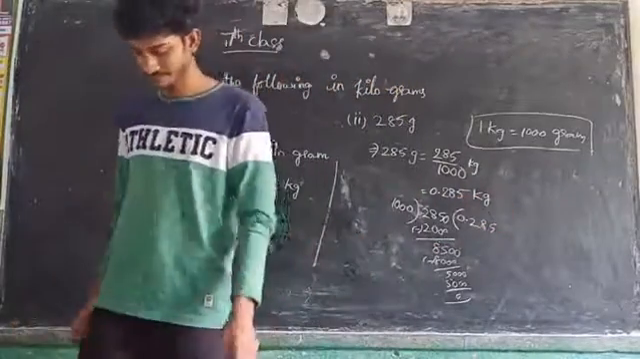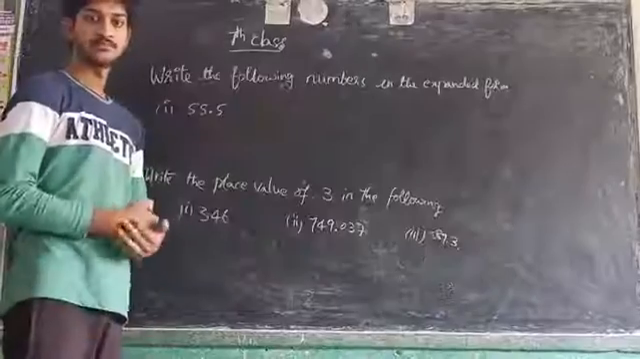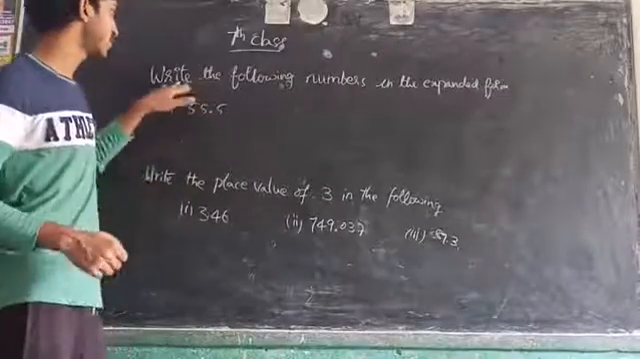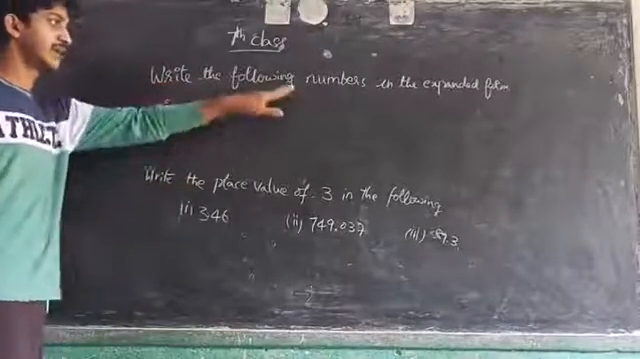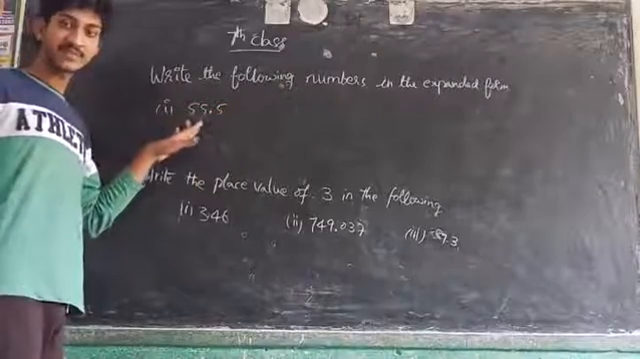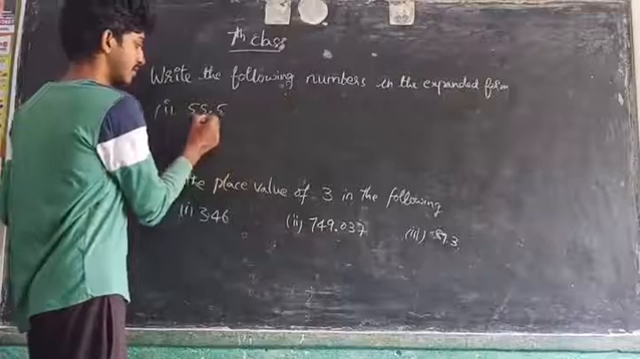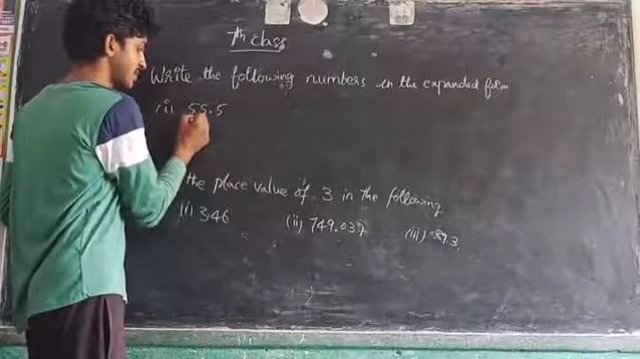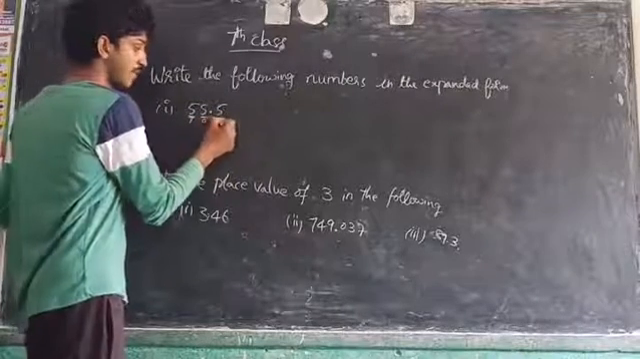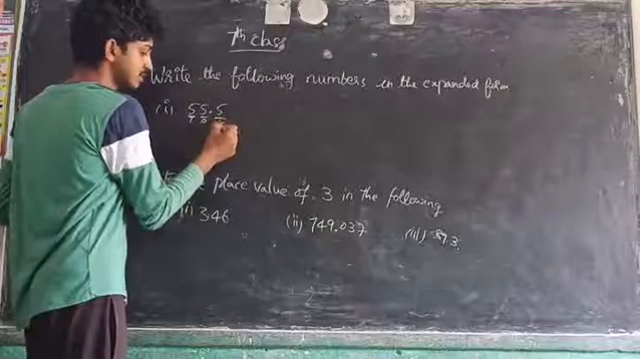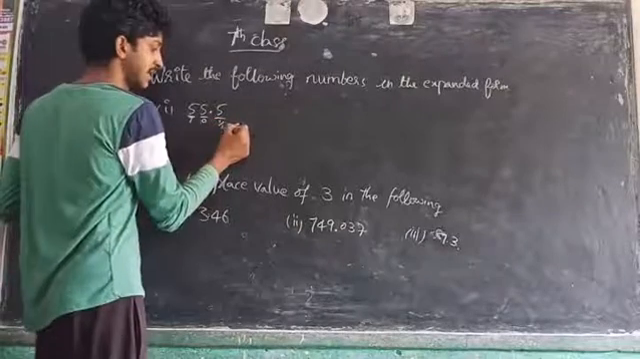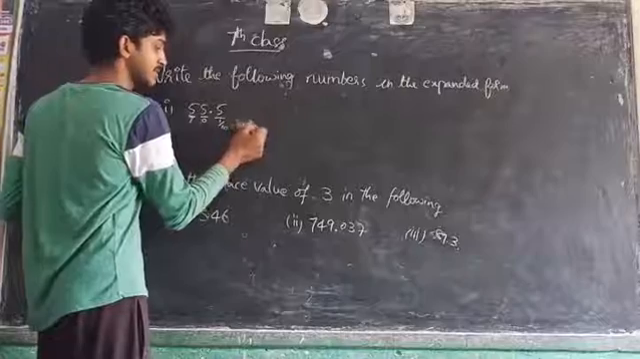Okay, children, see here, second question. Write the following numbers in the expanded form. So we can write this number in the expanded form. You know the place values: this is 1's place, this is 10's place, and this is 1 by 10's place. 1 by 10's place means tenths, T-E-N-T-H-S, tenths place.